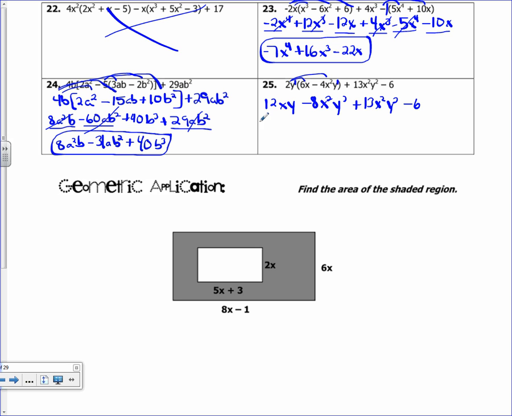All right, combine like terms. So x squared is going to be the most x's, so these two, combine them first. That'll make negative 8 plus 13, that's positive 5. Like so. Then 12xy can't combine with anything, and negative 6 cannot be combined with anything.